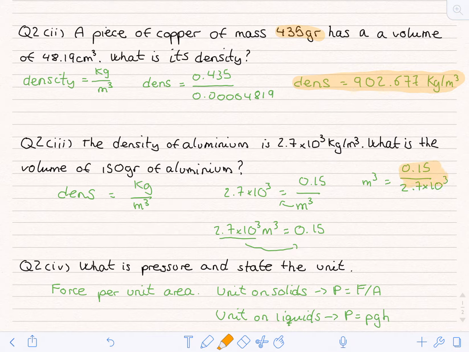You put it in the calculator, and that would be the volume. So that's an easy one.